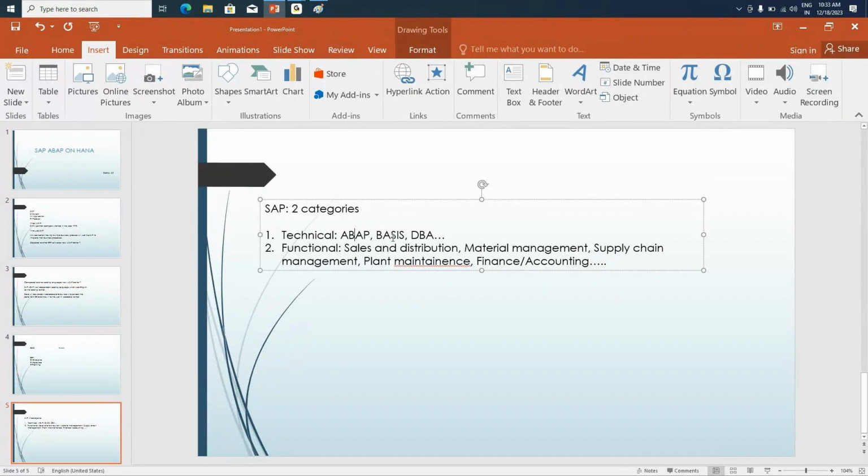Then comes the basis. Basis is also a technical module, but it doesn't have any coding. These people mostly maintain your database, or handle any upgrades in the system. As I told you earlier, we'll have periodic upgrades, once in 6 months or once in a year, the SAP upgrades. Basis is the team who does these upgrades, and they are the people who give your security roles or user IDs, login user IDs, all that stuff. That is managed by your basis team.